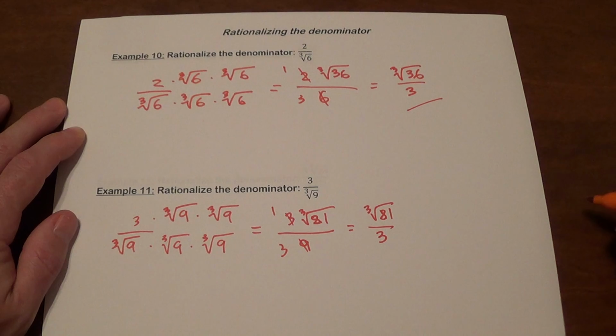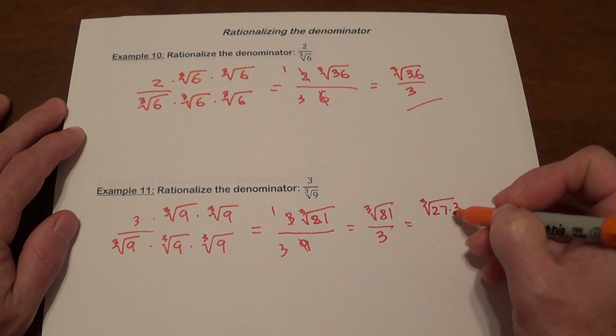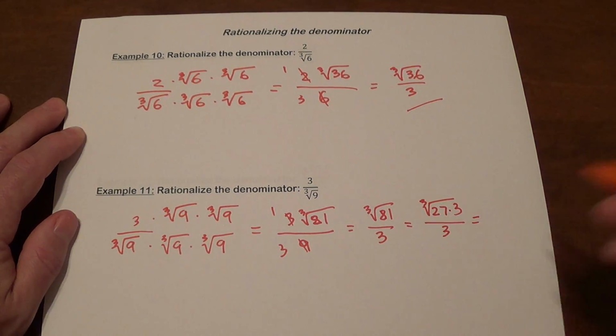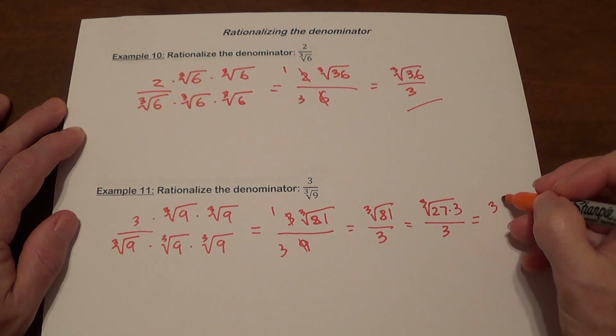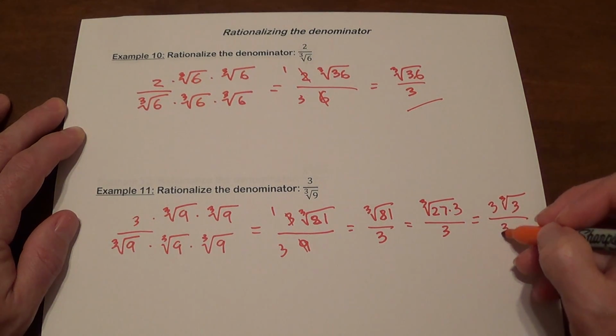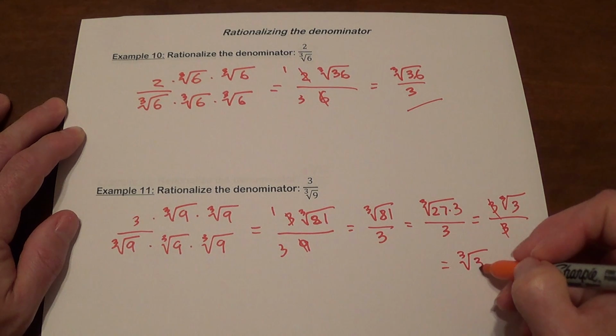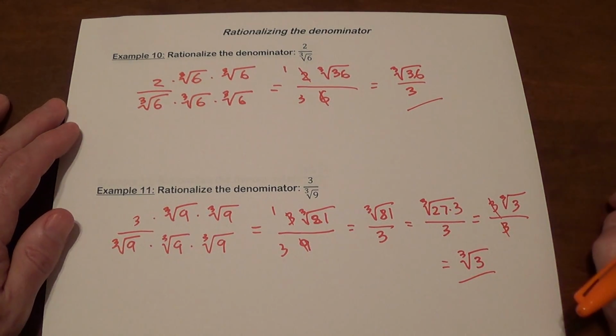81 can be written as 27 times 3, and 27 is a perfect cube. So cube root of 27 is 3. 3 cube root of 3 divided by 3. The 3's cancel, and the final simplified answer is going to be cube root of 3.